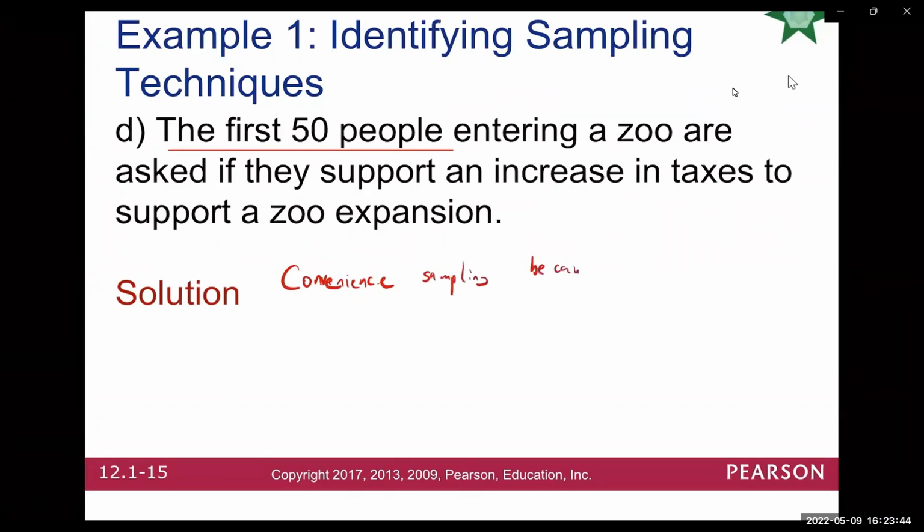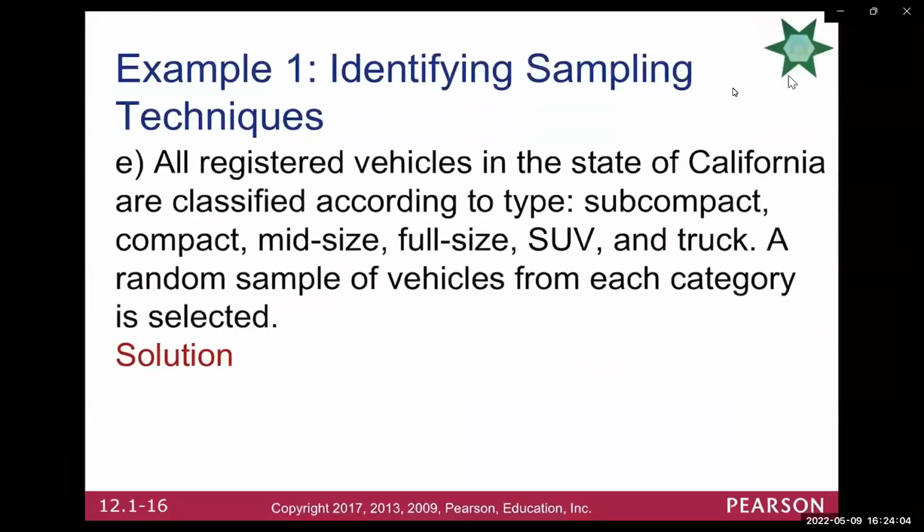Because they are choosing the first 50 people. All right, so let's see this one.